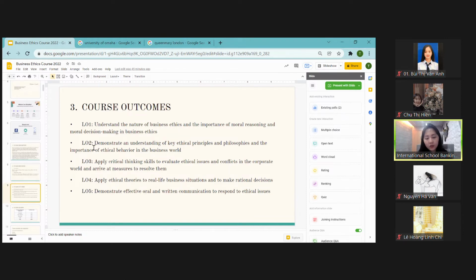Next, you will have the chance to apply ethical theory to real life business situations and to make rational decisions. What is rational? Rational means the best, the most interested decision, the best decision at that time, at that context. And the last one, you're going to demonstrate effective oral and written communication to respond to ethical issues.